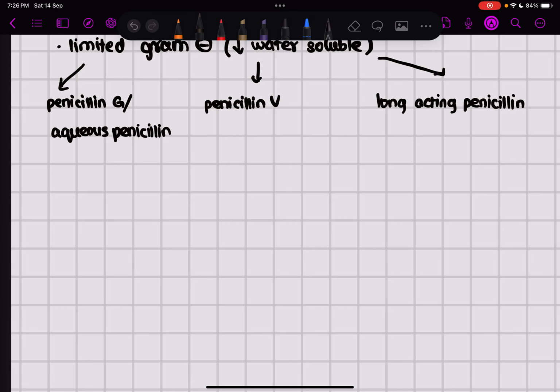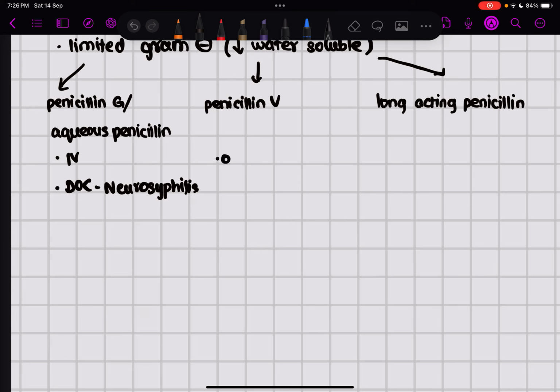Penicillin G is otherwise known as aqueous penicillin. Since it is soluble, it can be used IV, and it is the drug of choice in neurosyphilis.